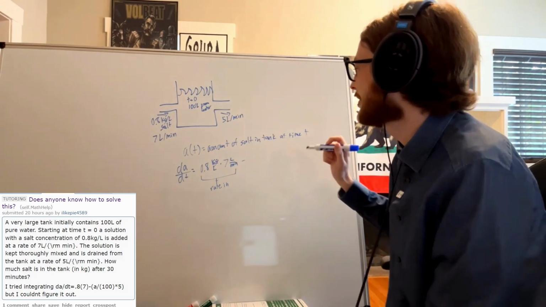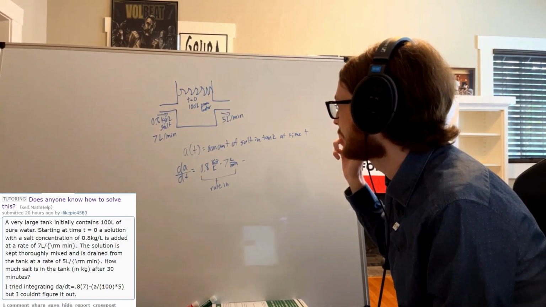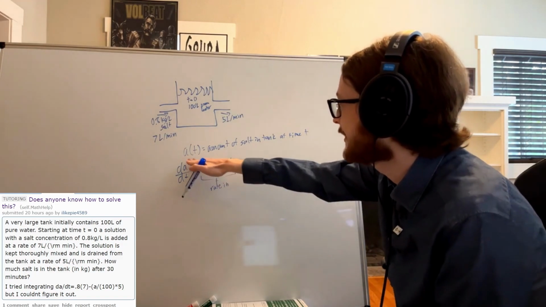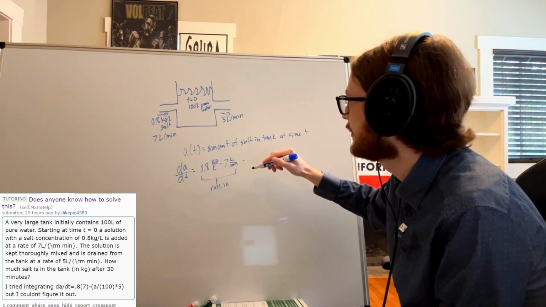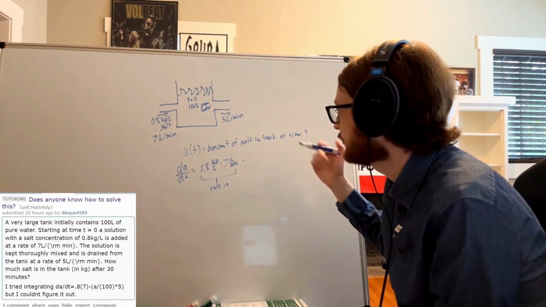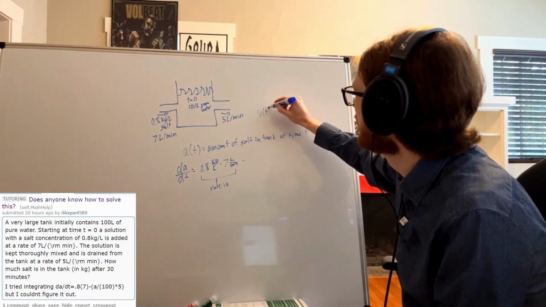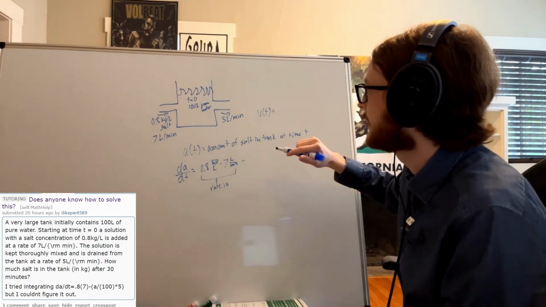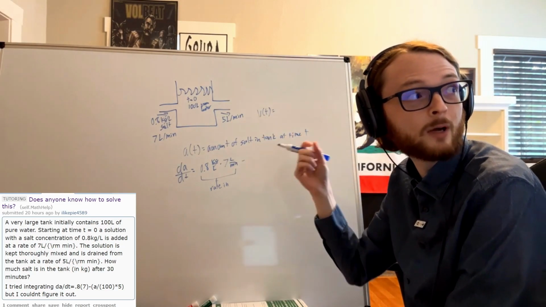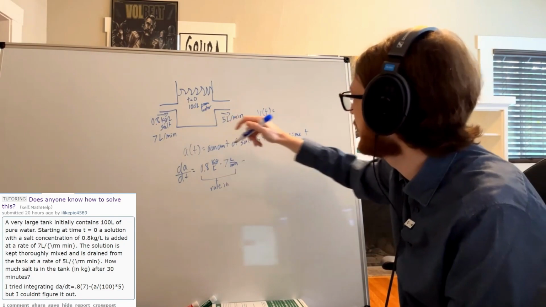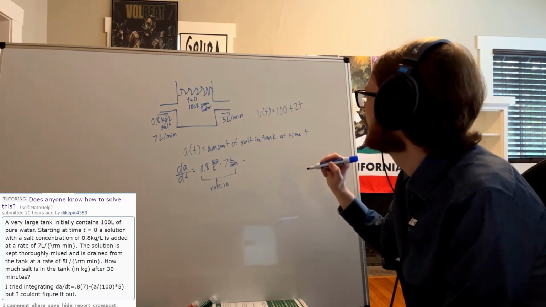Over here, we don't know the amount of salt, or rather we don't know the concentration of salt directly. We have defined the amount of salt as A, and concentration is amount divided by volume. And the volume in the tank, we're getting 7 liters in and only getting 5 liters out. So that means the tank is going to be gradually filling up by 2 liters per minute. The initial value is 100 liters, so this is a linear equation. 100 plus 2t.